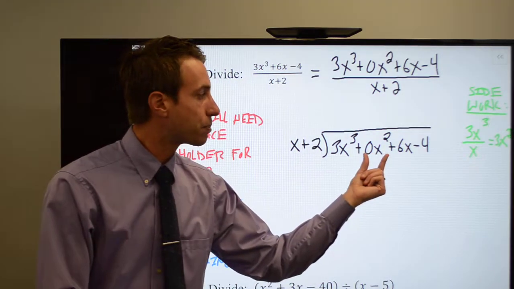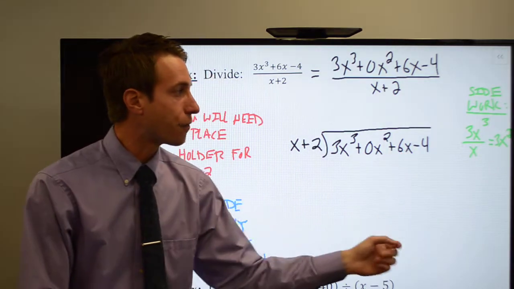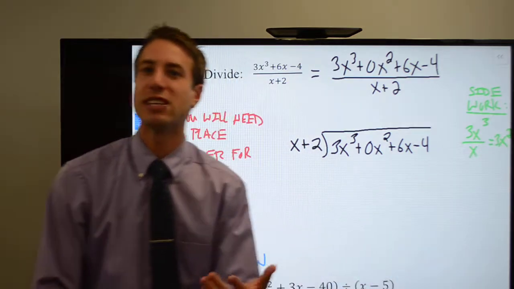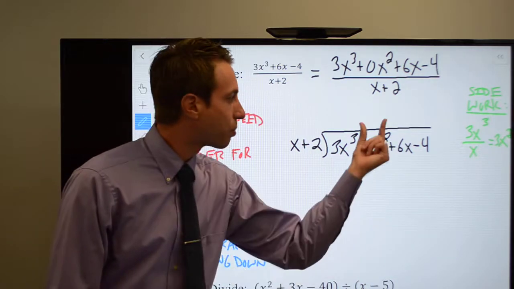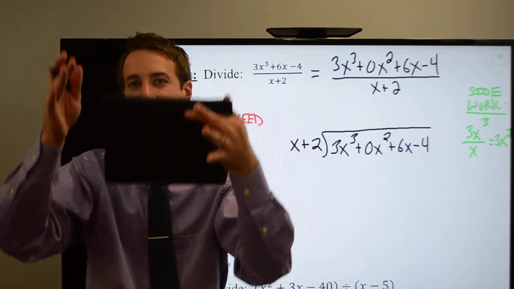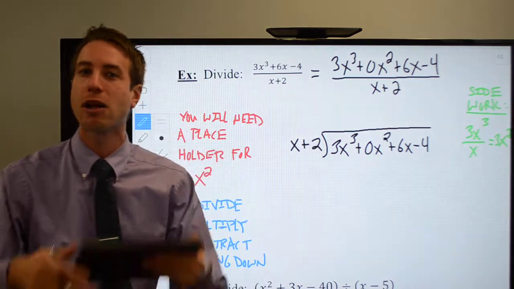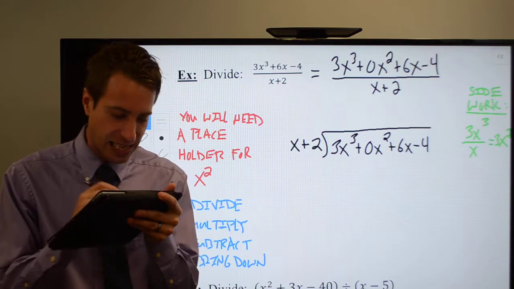If you didn't put this placeholder in here, you'd have an x to the third, an x to the first, and your first term of the quotient is an x squared. Where are you going to put it? Well, now I got this placeholder in here. I got this nice, neat place where I can line up all of my x squareds in a nice, neat column. It'll help you keep from making mistakes if everything is nice and neat and in order.